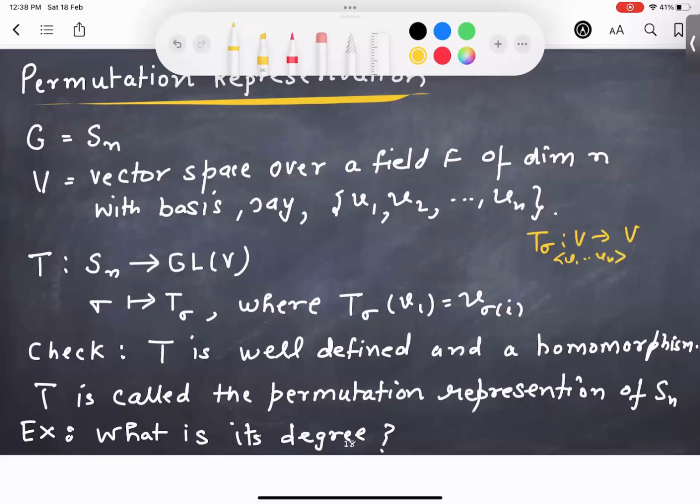So it is enough to define this on basis elements. In order to define this linear transformation, it is enough to know where the basis elements are going. So I say V1 goes to V sigma 1, V2 goes to V sigma 2, and Vn goes to V sigma n. This is a one-one onto linear transformation from V to V, because I'm sending a basis to a basis. So T sigma is an element of GL(V), and it's a homomorphism, you can check. Therefore, it's a representation of Sn, called the permutation representation of Sn. Its degree will be n, because it is the dimension of V as a vector space over F.